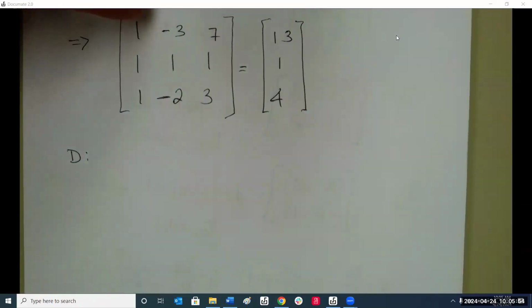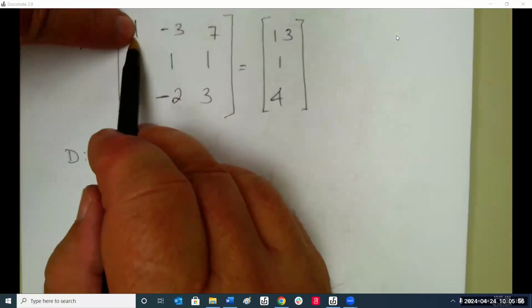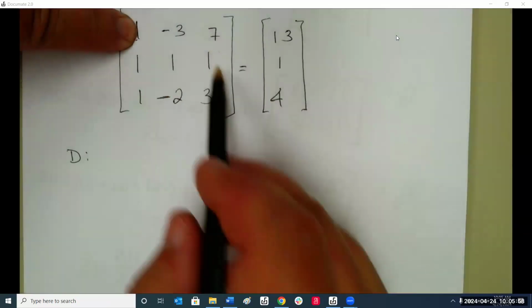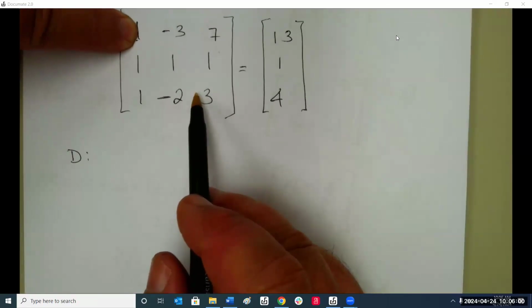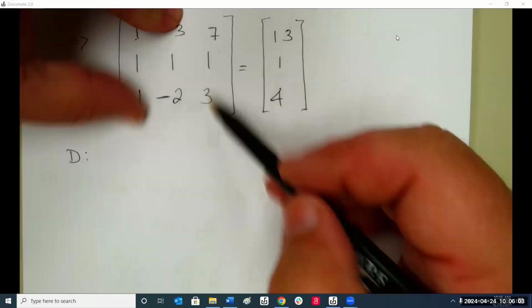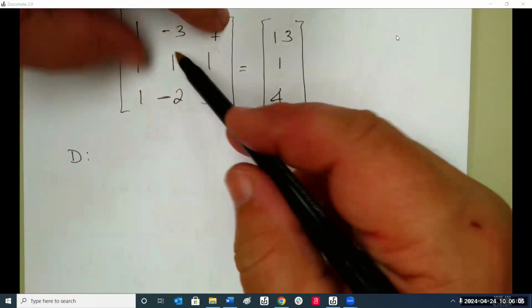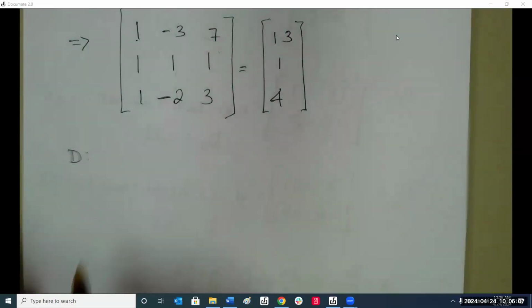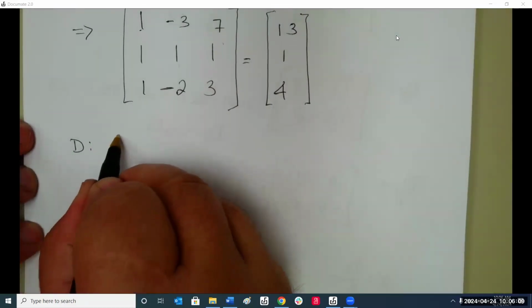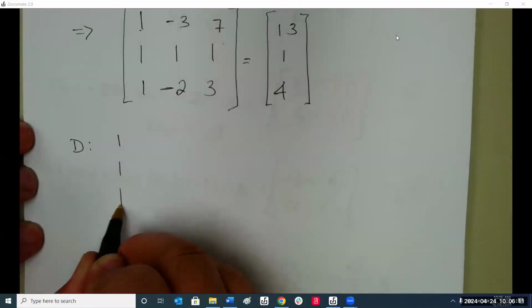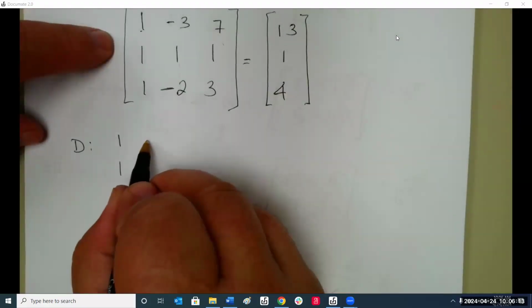Take on the top row, take the first one and do the determinant of the bottom one. Then minus this one and those two. Then this one, too much work. Don't worry about that. Here's a shortcut. Just write down the original matrix.